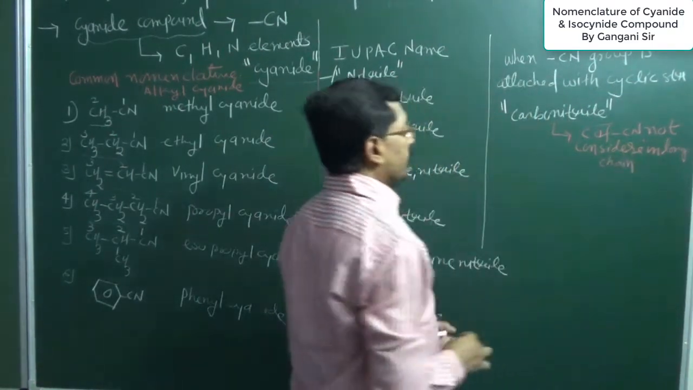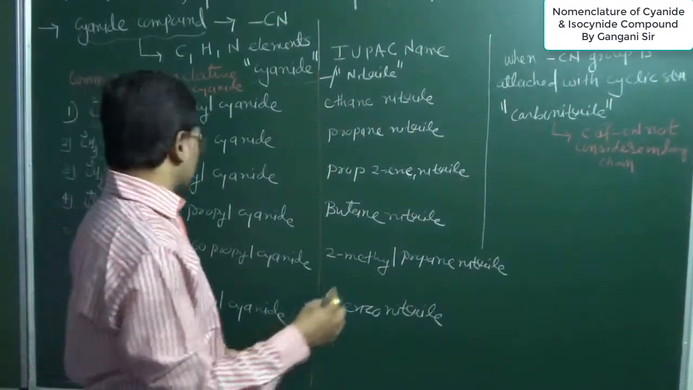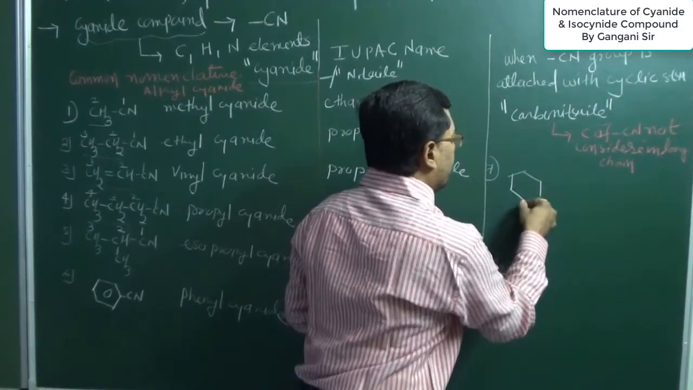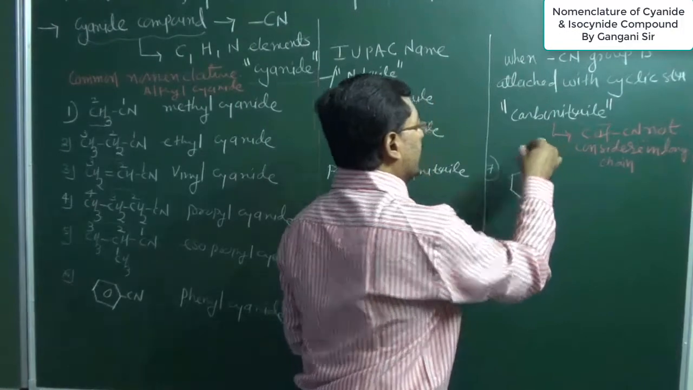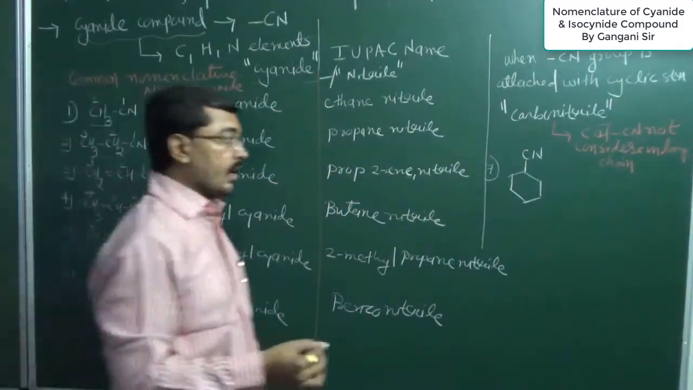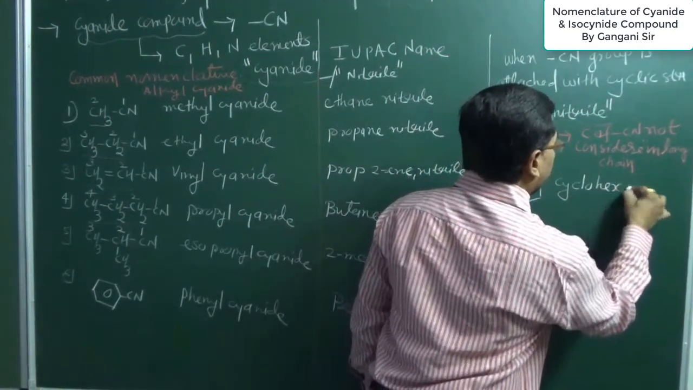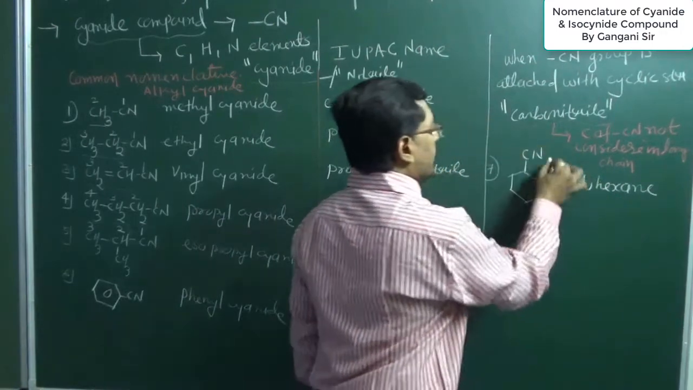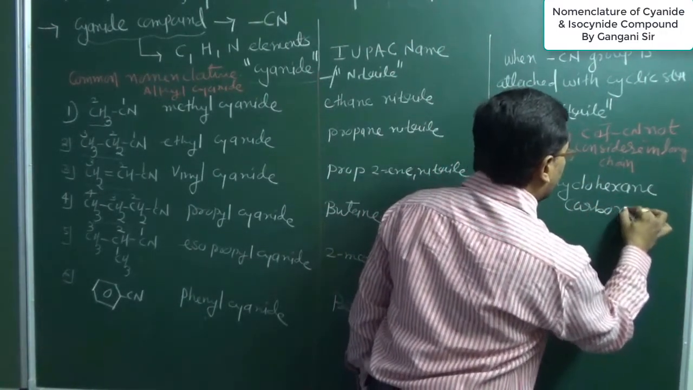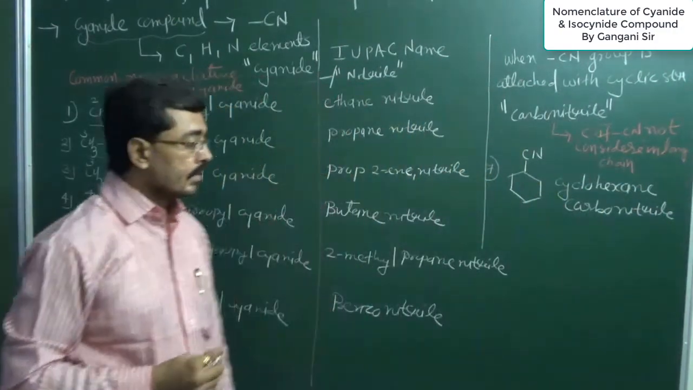So now when we are using this word carbonitrile, CN is not considered in a long chain. Suppose we have this type of structure, where the CN group is attached with a cyclohexane. The IUPAC name of this structure we can give as cyclohexane, and CN as carbonitrile. So the name of this structure is cyclohexane carbonitrile. By using this method we can give the name.